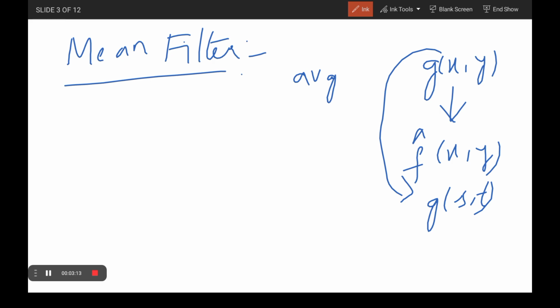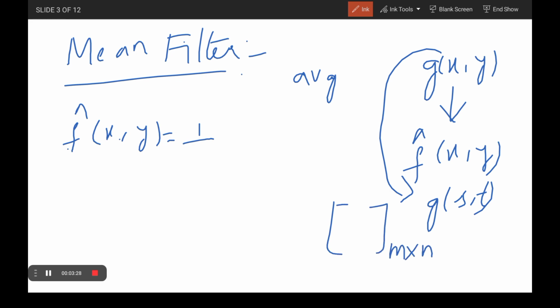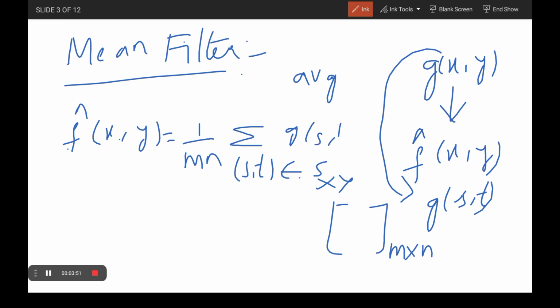The mean filter formula is f cap of x comma y equal to 1 by mn times the summation over s comma t belonging to S xy of g of s comma t. For an image of size m by n, mn is the total number of pixel values. We add all the corresponding g of s comma t values in the S of x comma y window and divide the total by mn, the total number of pixels.